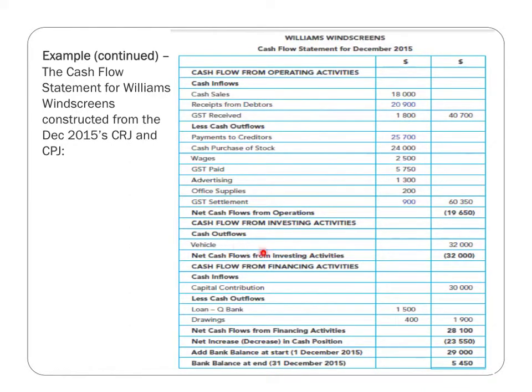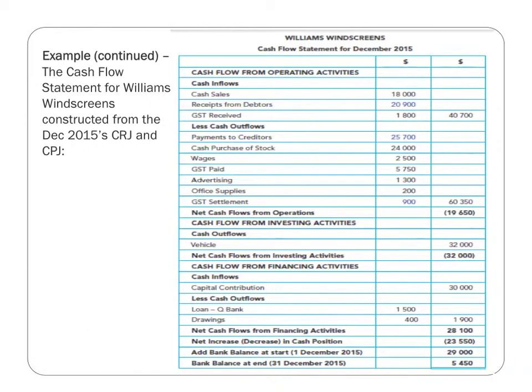Investing activities: cash outflows, no cash inflows for the month. The only cash outflows figure should also come from the cash payments journal. Cash flow from financing activities: the cash inflow, capital contribution, should come from the cash receipts journal. Less cash outflows, loan repayments and drawings, you should find in the cash payments journal.